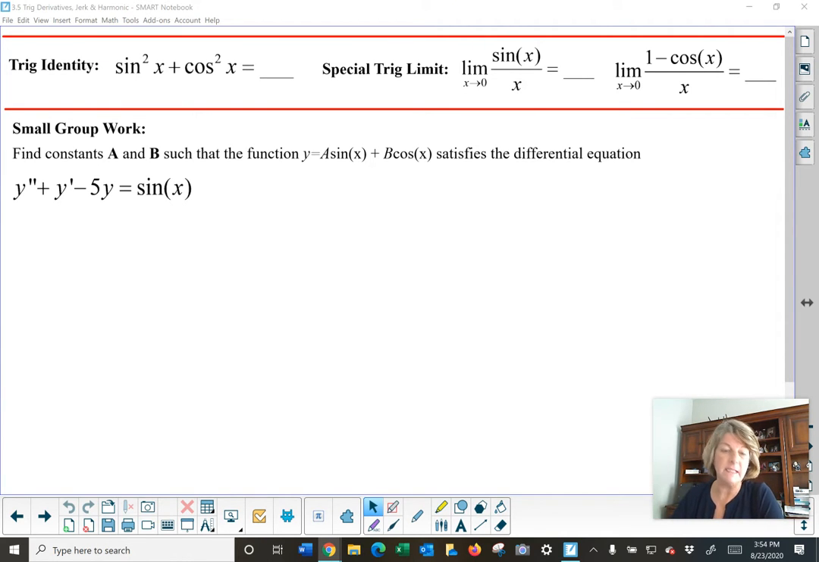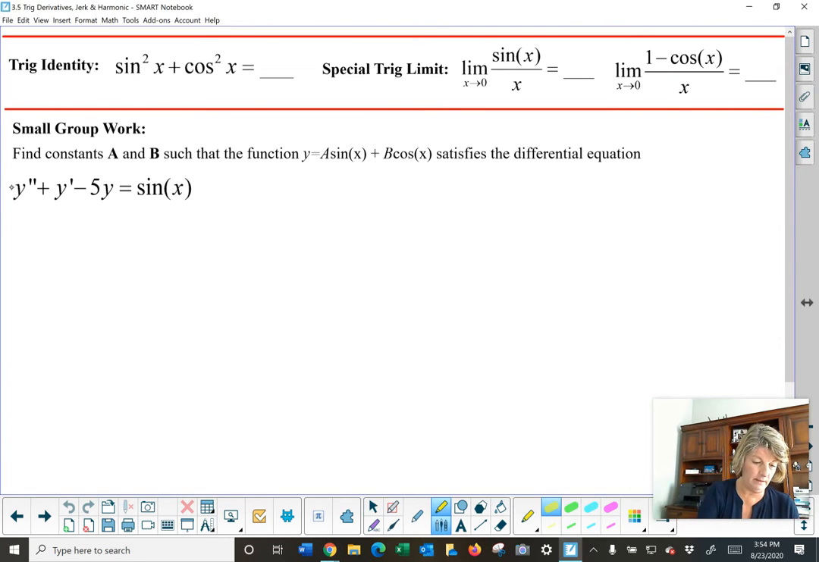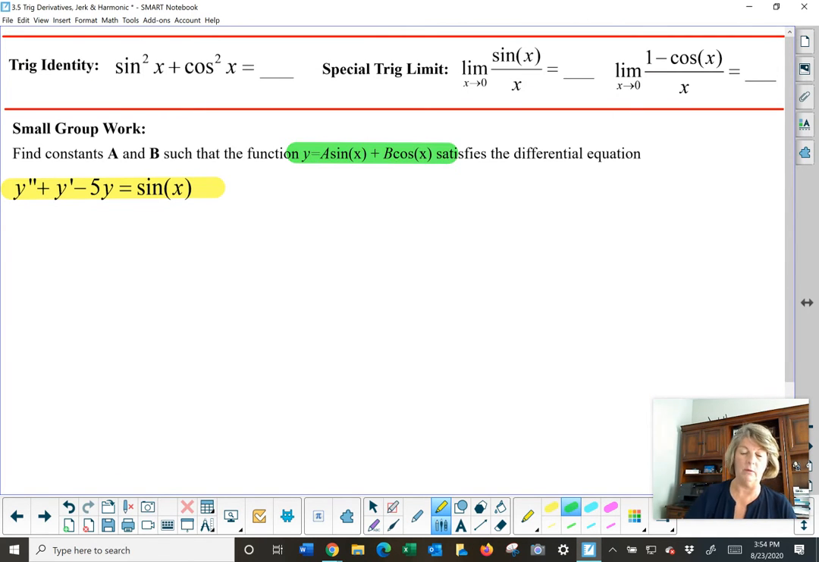It says find constants a and b such that the function y equals a sine x plus b cosine x satisfies the differential equation. And then I look and I see the equation. I was like, whoa, that's a lot, isn't it? So they gave us an original equation, y equals, and the thing I notice about the other equation is it has y double prime and y prime. So what do you think?